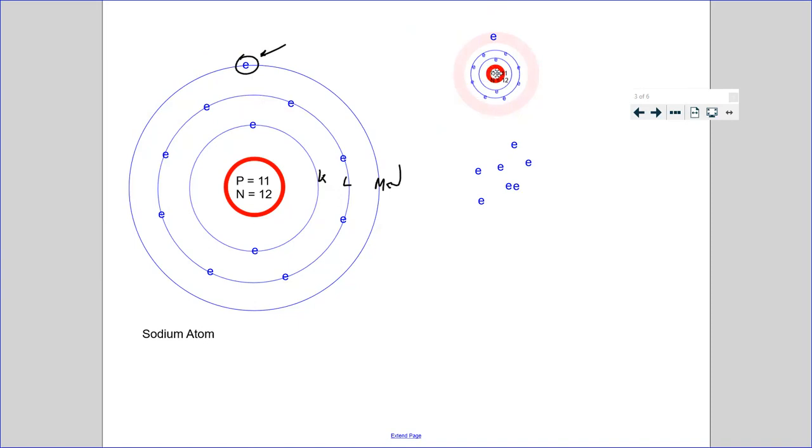You can see that it has 11 protons in the center and 2 electrons in the first orbit, 8 electrons in the second orbit, and the 11th electron is in the third orbit. Is that right? So it is actually the same thing, but in a miniature view. It's the same sodium atom, which has 11 protons and 11 electrons. It's a neutral atom. Tanya, is that right?